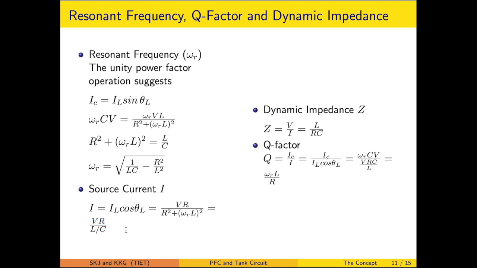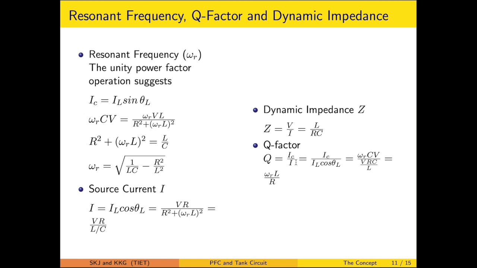So purely when we are seeing this particular, what is the net impedance seen by the source? So net impedance seen by the source will be the voltage upon current, and that voltage upon current expression is giving us the value of the dynamic impedance, which is L upon RC. So please be mindful, the name here is the dynamic impedance, because this particular is not directly connected across the supply terminal, but it is experienced by the source or supply under the resonance condition.